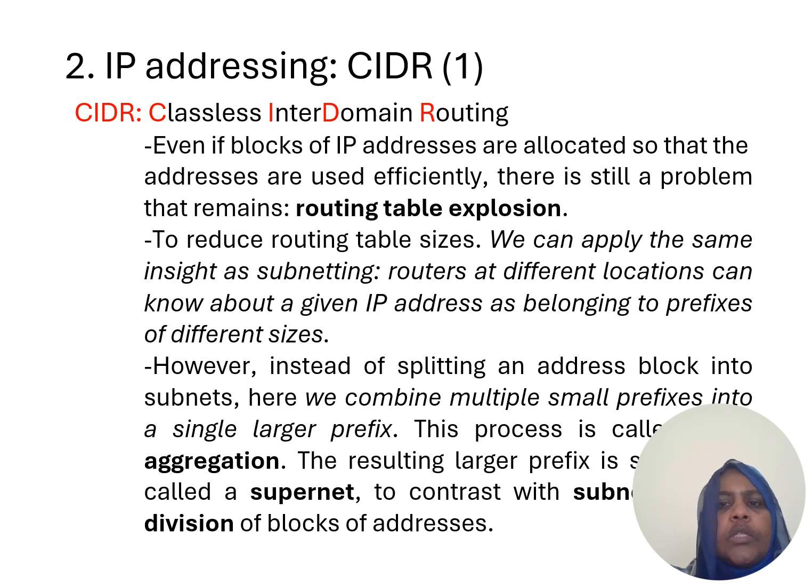To reduce routing table size, we can apply the same concept of subnetting, so that routers in different locations can know about a given IP address as belonging to a prefix of different sizes. Instead of splitting the address block into subnets, we combine multiple small prefixes into a single larger prefix. This is called aggregation. The result is a larger prefix called a supernet, in contrast with the subnet, which depends on division of blocks of addresses.